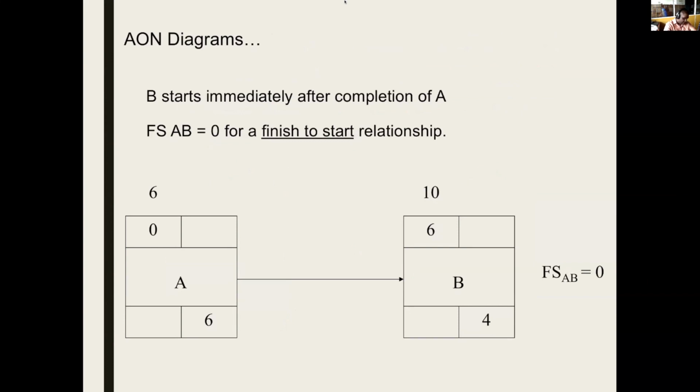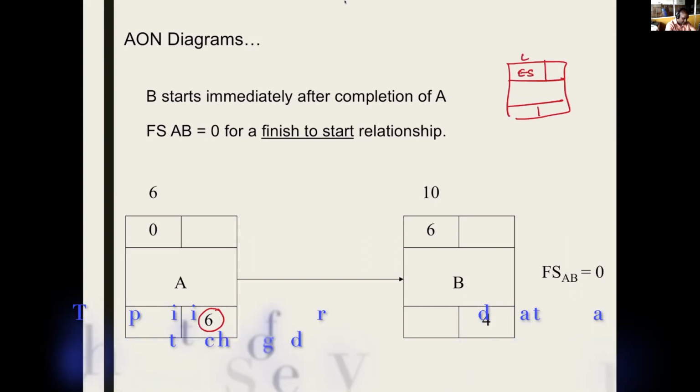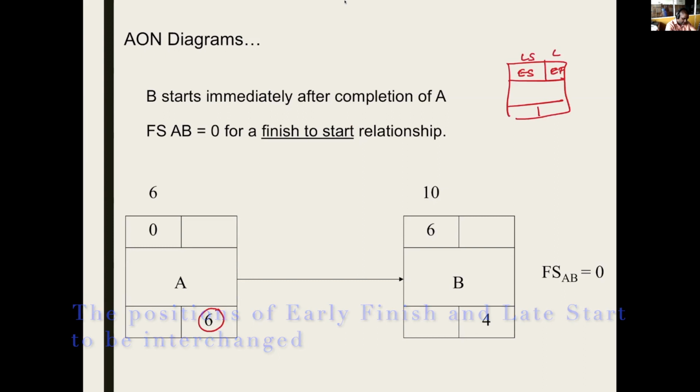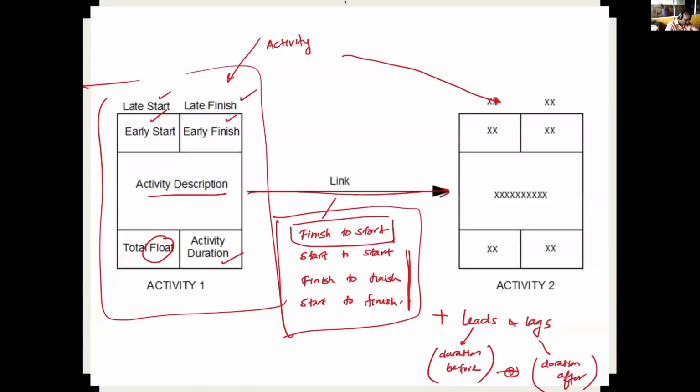A is an activity with a duration of 6. Let me draw the typical diagram. So this is the early start, late start, early finish, late finish for a particular activity. This is the activity name, this is the duration and this is the float. So A is an activity with a duration of 6. Sorry, this is wrong. So early start, this should be early finish. This is late start, that is late finish.